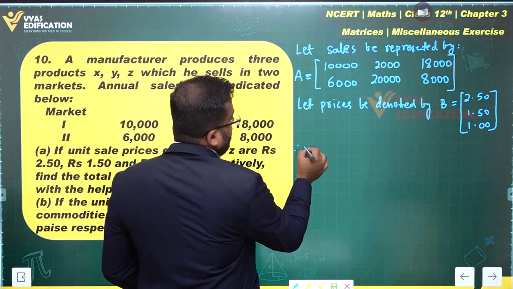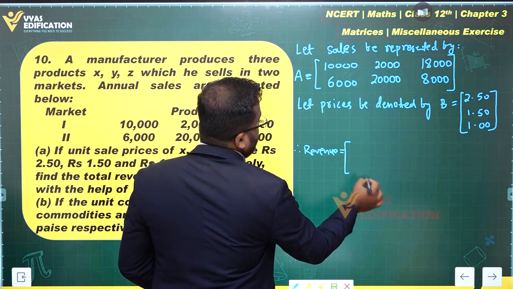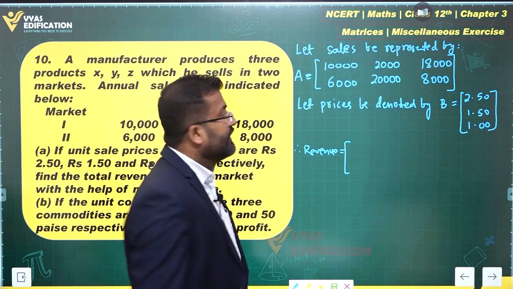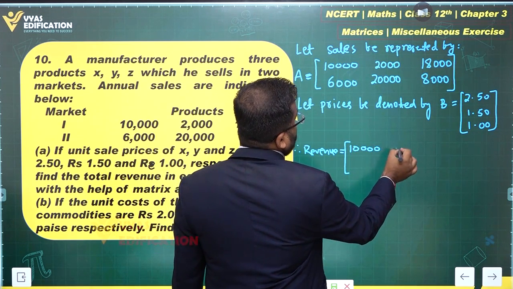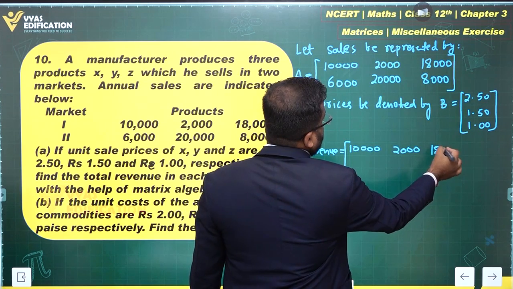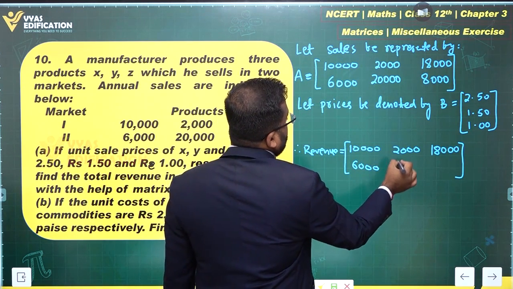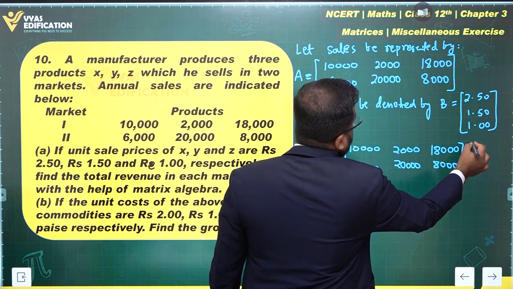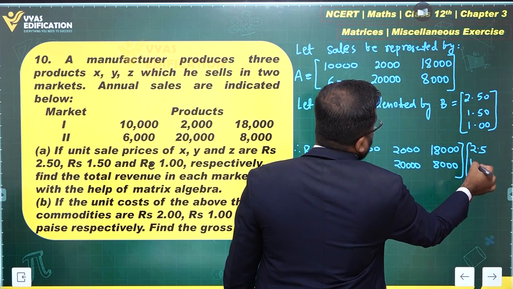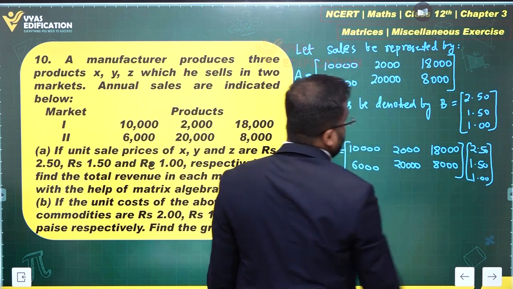And now we can get the revenue. Therefore, revenue can be obtained by multiplying these two matrices together. Revenue would be equal to this: 10,000, 2,000, 18,000, then you have 6,000, 20,000, 8,000, gets multiplied with 2.5, 1.5 and 1.00. This is what I get, right?